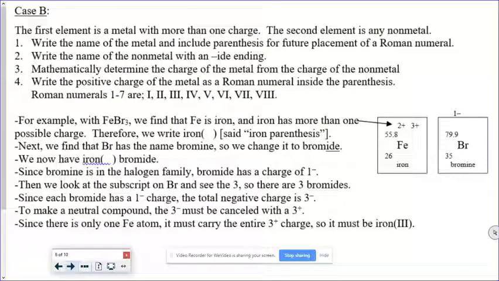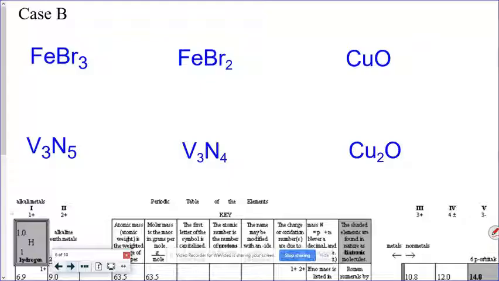The next case is just slightly more difficult. The first element's a metal with multiple charges, and the second element's a non-metal. What we mean by multiple charges is this part right here. What's going to be new is we're going to use Roman numerals, and those Roman numerals can be found on the back of your periodic table. So we'll go through some examples.